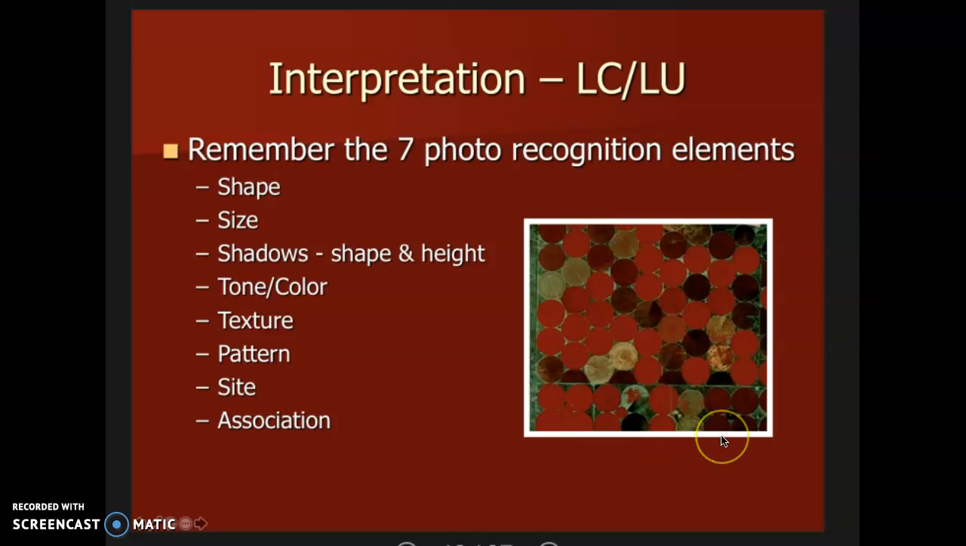Remember this image? So land cover is vegetation because it's a false color image and this is all reds, right? So it's vegetation, but the shape and the pattern of these circles tell you that it's a cultural feature and that they're irrigation circles, right? So that really helps you identify land cover and land use. So recognition elements play a role in this process.